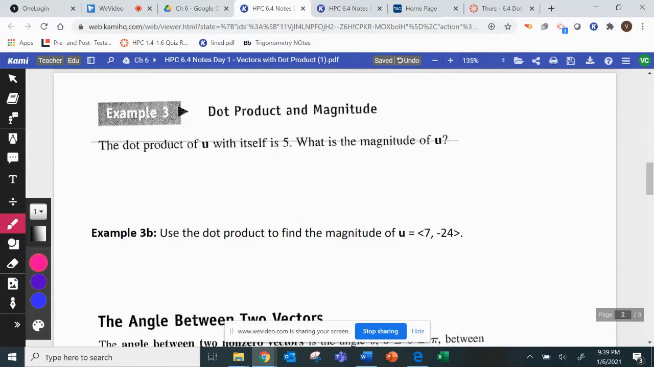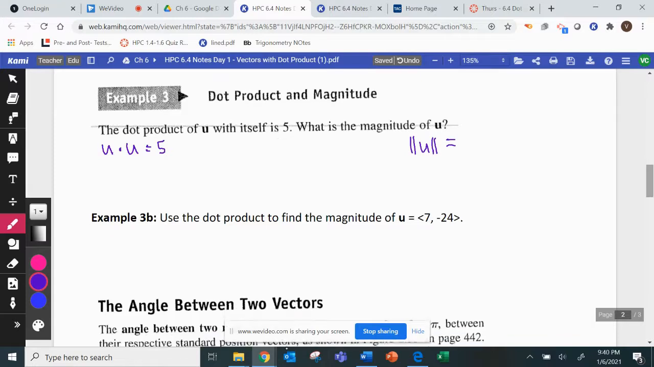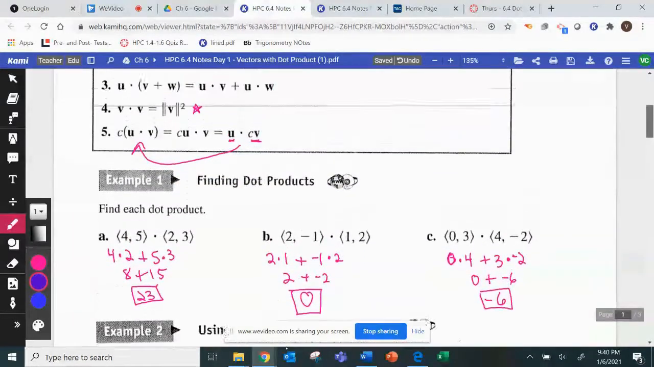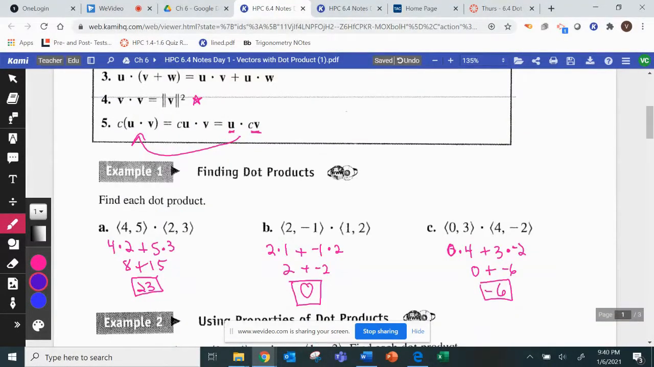Example 3. The dot product of u with itself is 5. What is the magnitude of u? So that's telling me if we have the dot product of u with itself, we get 5. We have to find the magnitude of u. That's our goal. So I'm going to go look at those properties. And you will notice one of these properties, property number 4 that I starred before, has the dot product of a vector and itself. And that equals the magnitude squared of that vector.